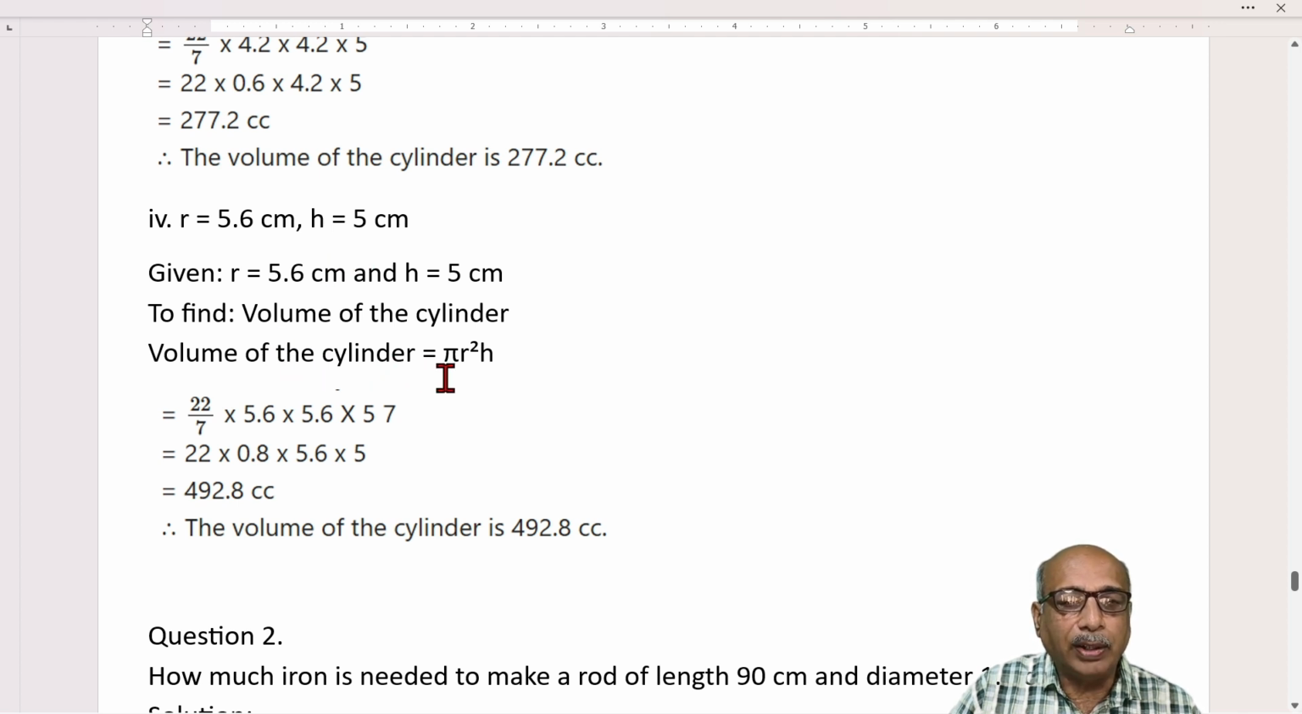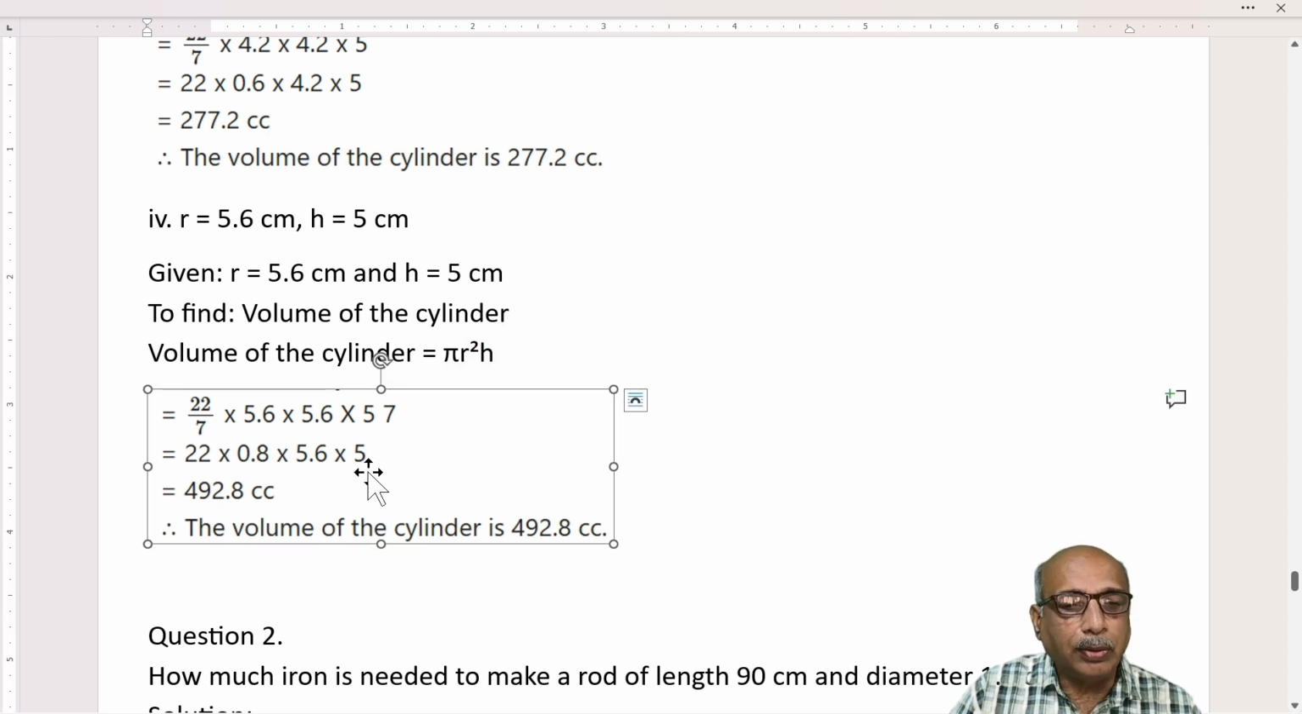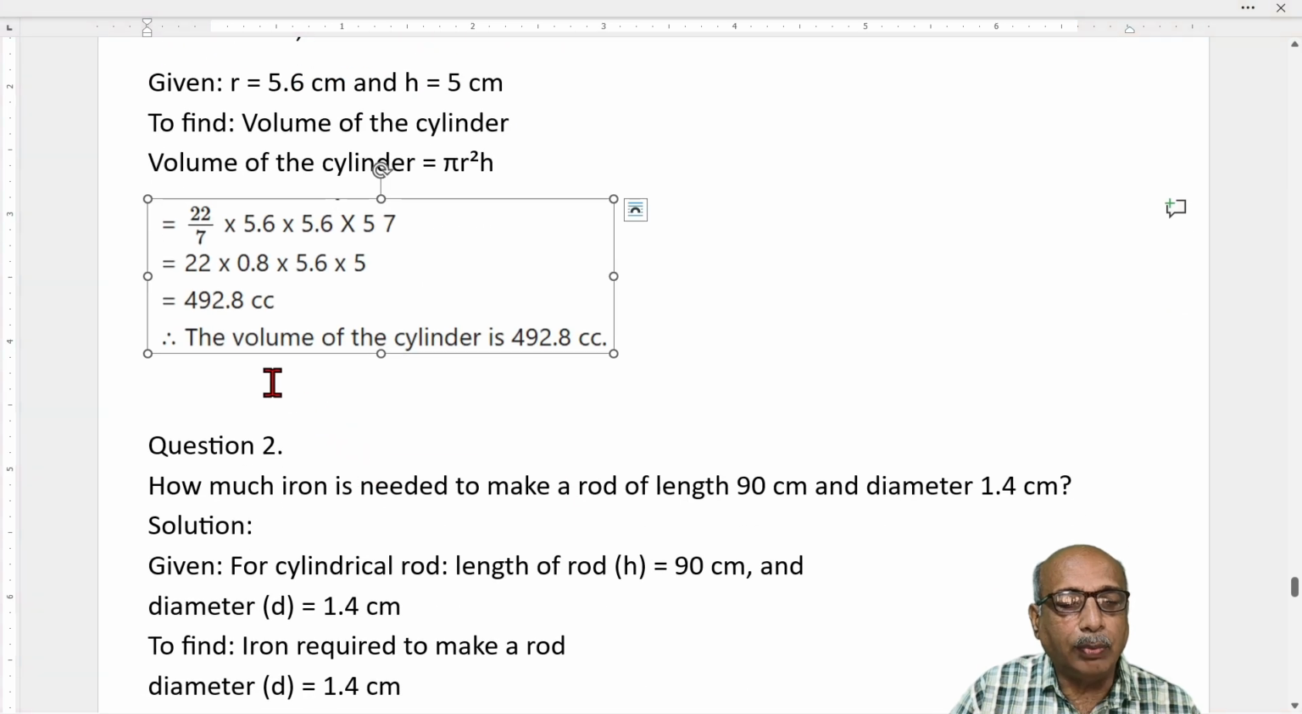Next, radius is 5.6 centimeter, height is 5 centimeter. Again, we have to find out the volume of the cylinder. Formula is pi r square h. Substitute the values and calculate. You will get the volume of the cylinder is 492.8 cubic centimeter.